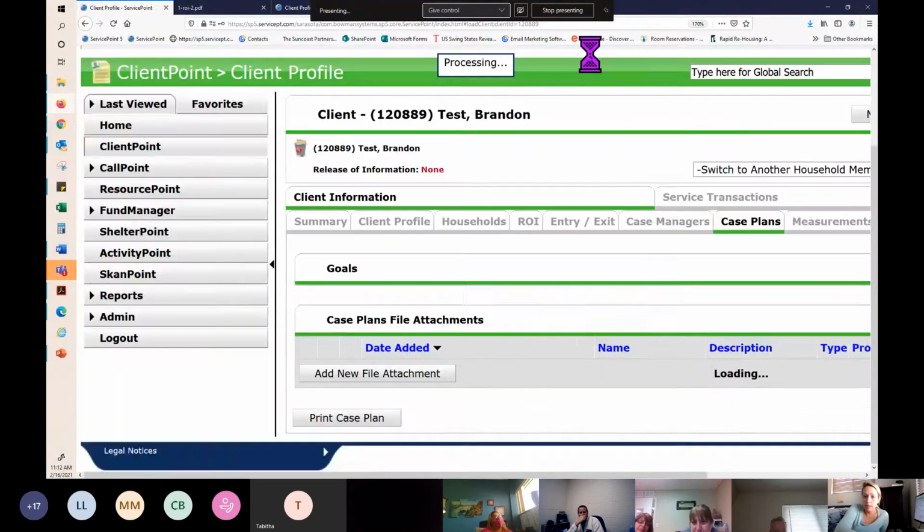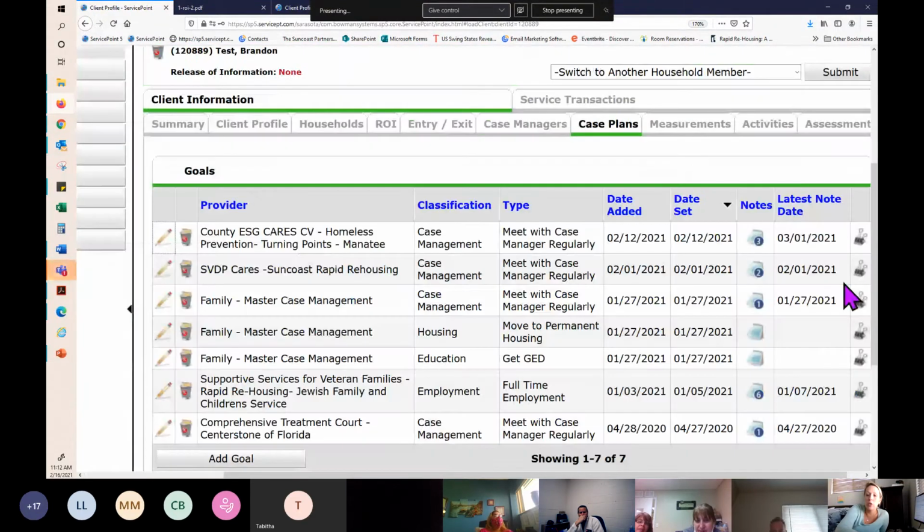Case plans. This is if you're case managing. This is where you would add your case plan. So system admins can see everything, but your agency will only be able to see the projects that you have the ability to enter data as. So you guys would not be able to see another provider's case plan.